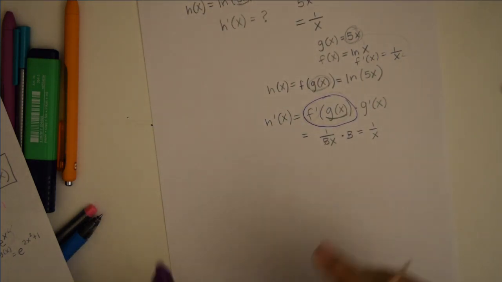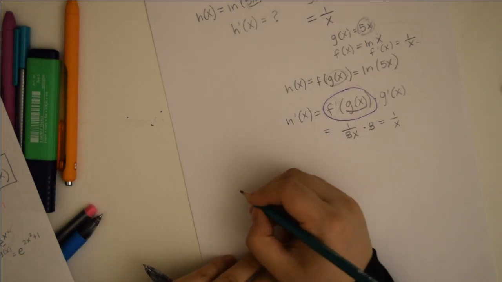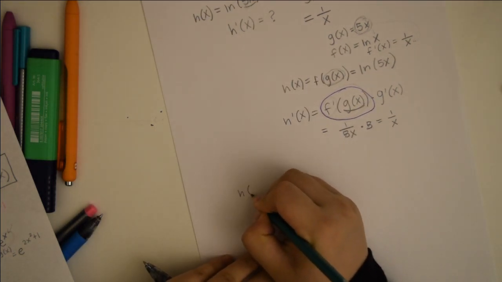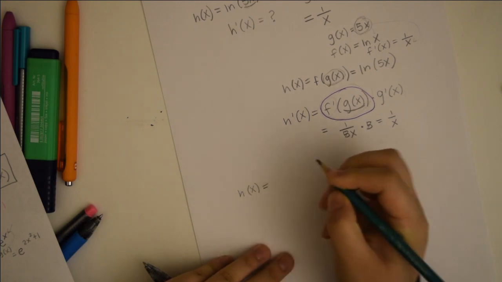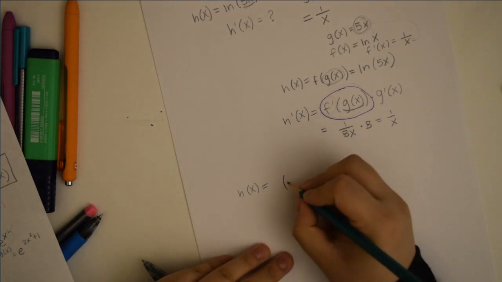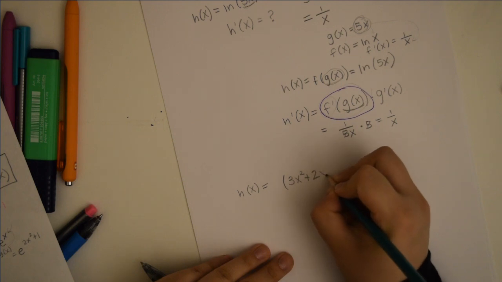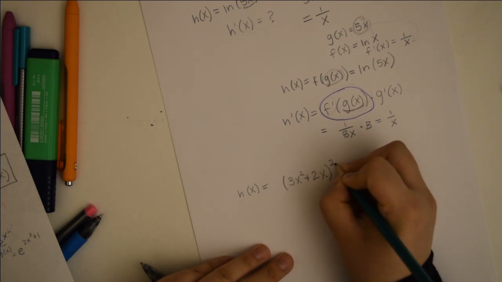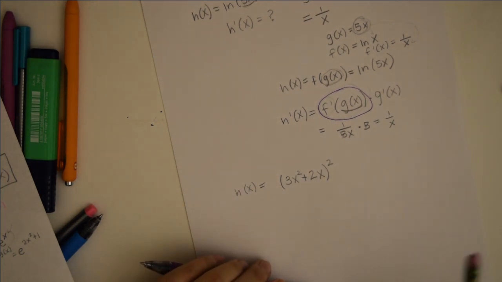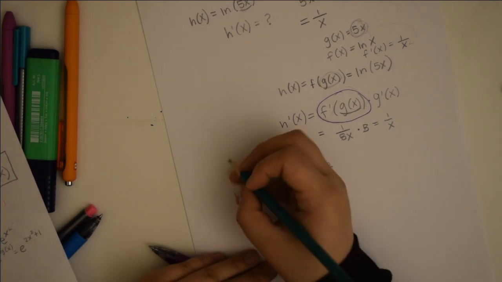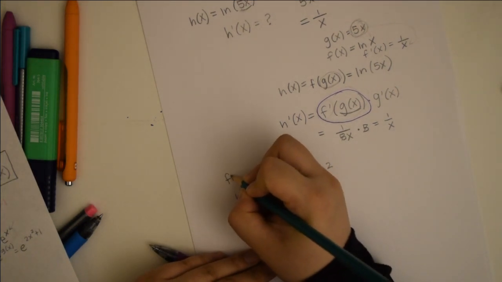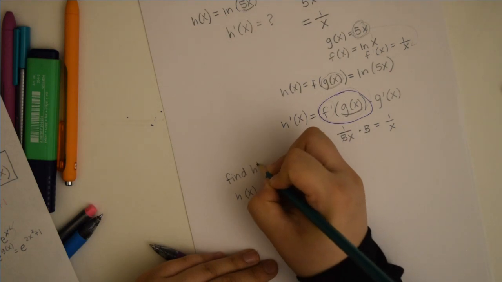So let me give you a different kind of example. Let's say we have h of x equals 3x squared plus 2x, all squared. Okay, so if we want to find the derivative, so we're still working with finding h prime of x, right?